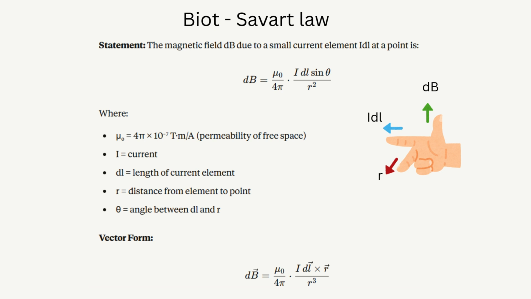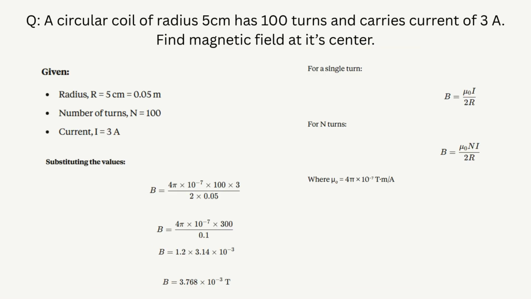The equation form of Biot Savart law is dB equals mu0 into IDL sine theta divided by 4 pi r squared. Let's do a problem to understand it. A circular coil of radius 5 cm has 100 turns and carries current of 3 Ampere. Find magnetic field at its center. Formula for magnetic field at center of circular coil with n turns is B equals mu0 Ni by 2r. Substituting the given values, we get the answer as 3.768 into 10 raised to minus 3 Tesla. So the answer is 3.77 millitesla.